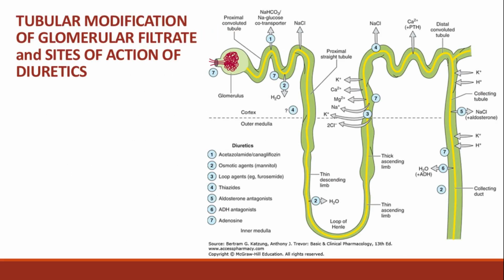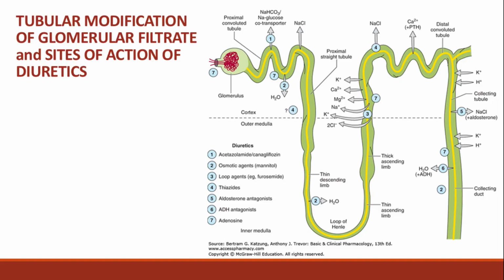This slide provides a visual summary of the nephron with corresponding diuretic sites of action. Each class of diuretics acts on a specific transporter in a specific nephron segment. Carbonic anhydrase inhibitors act in the proximal tubule, loop diuretics in the thick ascending limb, thiazides in the distal convoluted tubule, potassium-sparing diuretics in the collecting ducts, and osmotic diuretics act throughout the nephron.